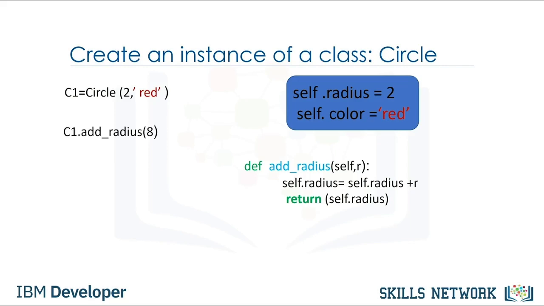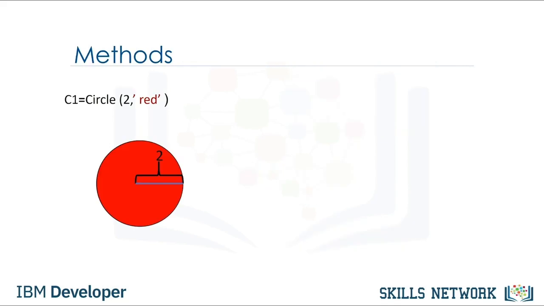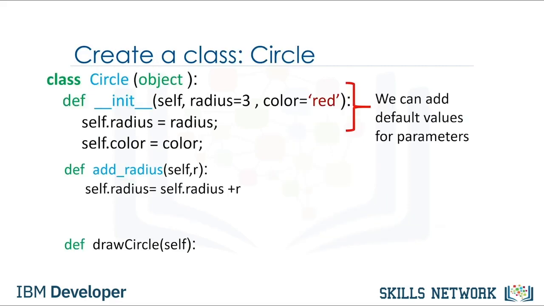Internally, the method is called with a value of 8 and the proper self object. The method assigns a new value to self.radius. This changes the object, in particular the radius data attribute. When we call the addRadius method, this changes the object by changing the value of the radius data attribute. We can add default values to the parameters of a class's constructor. In the labs, we also create the method called drawCircle.